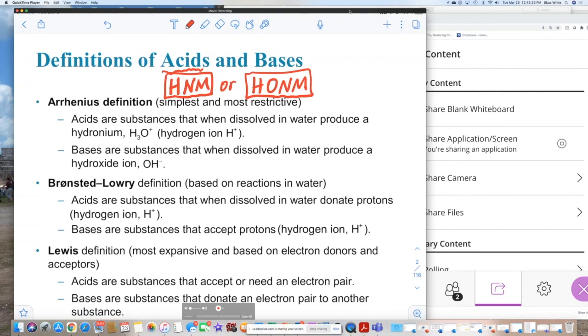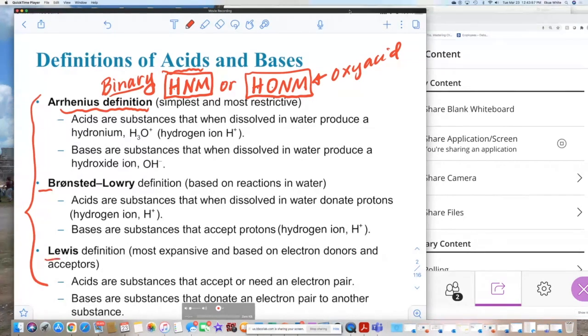The one that just has the hydrogen and nonmetal is called the binary acid. So in 1411, we learned about the binary acid. And the one that has the hydrogen, the oxygen, and a nonmetal is called the oxyacid. So in 1411, we should have learned how to identify the acid. And when it comes to defining what the acid is, there are three different levels of definition. You have the Arrhenius definition, which is what we looked at in 1411, and then you have two new definitions, Bronsted-Lowry and Lewis.